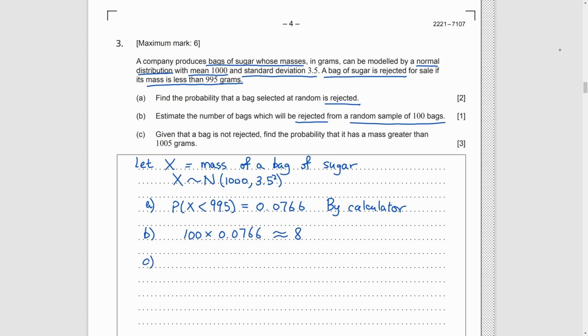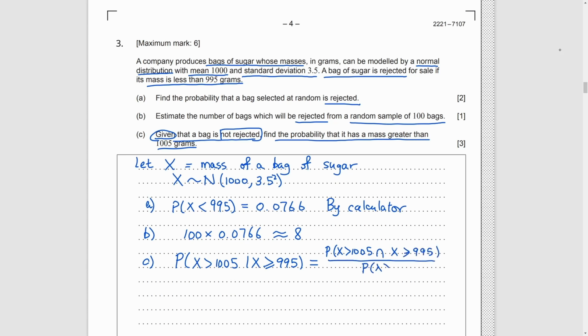Part C. Given that the bag is not rejected, we need to find the probability that it has a mass greater than 1005 grams. So, by the formula of conditional probability, P(A given B) equals P(A intersect B) over P(B). It is just P(x greater than 1005) over P(x greater than 995). Finally, we get 0.0829.